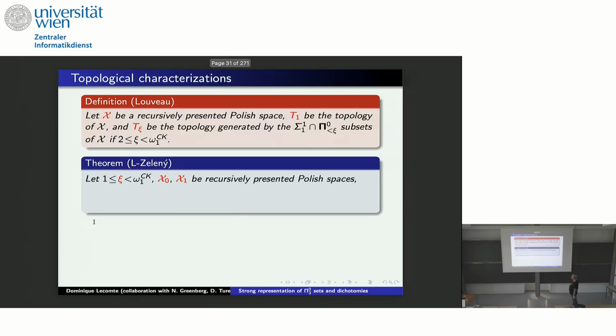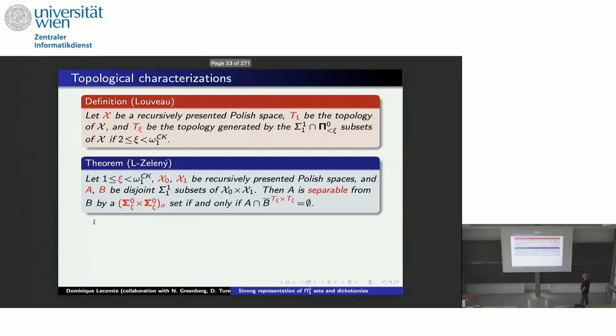So if you take any recursive ψ, and again, recursively presented Polish spaces and disjoint lightface Σ¹₁ subsets A and B of the product, then you can separate them by a countable union of Σ⁰_ψ rectangles exactly when A does not meet the closure of B for the product topology T_ψ times T_ψ.